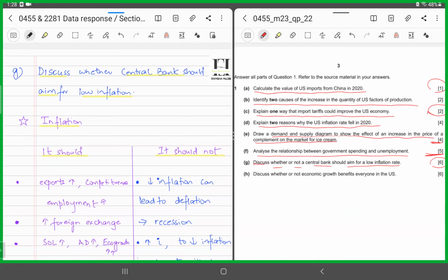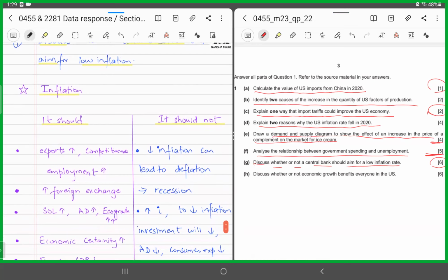So first, let's say, what is inflation? Inflation is a persistent rise in the general price level, right? So if a central bank aims for a low inflation rate, what would it do? If I say that yes, the central bank should aim for a low inflation rate, I would say that yes, if it aims for a low inflation rate, the exports.